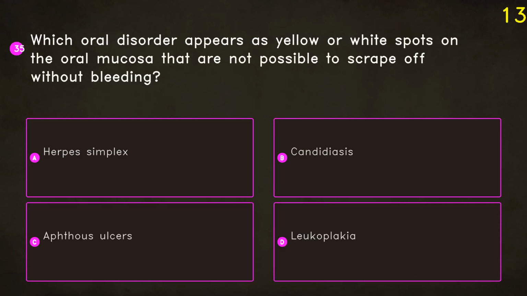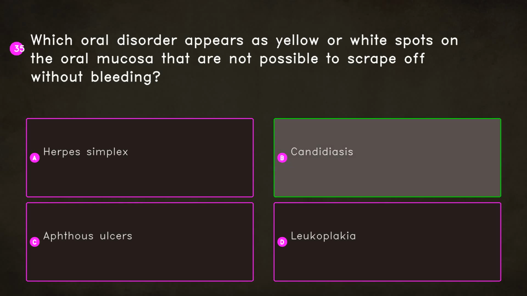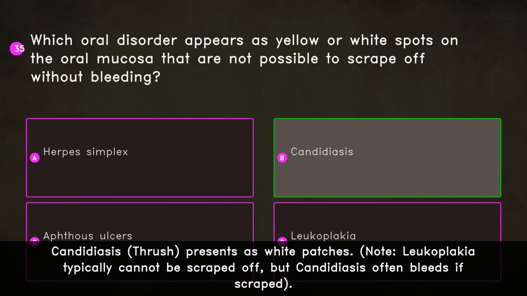Question 35. Which oral disorder appears as yellow or white spots on the oral mucosa that are not possible to scrape off without bleeding? A. Herpes simplex. B. Candidiasis. C. Aphthous ulcers. D. Leukoplakia. The correct answer is candidiasis. Candidiasis, thrush, presents as white patches. Note, leukoplakia typically cannot be scraped off, but candidiasis often bleeds if scraped.